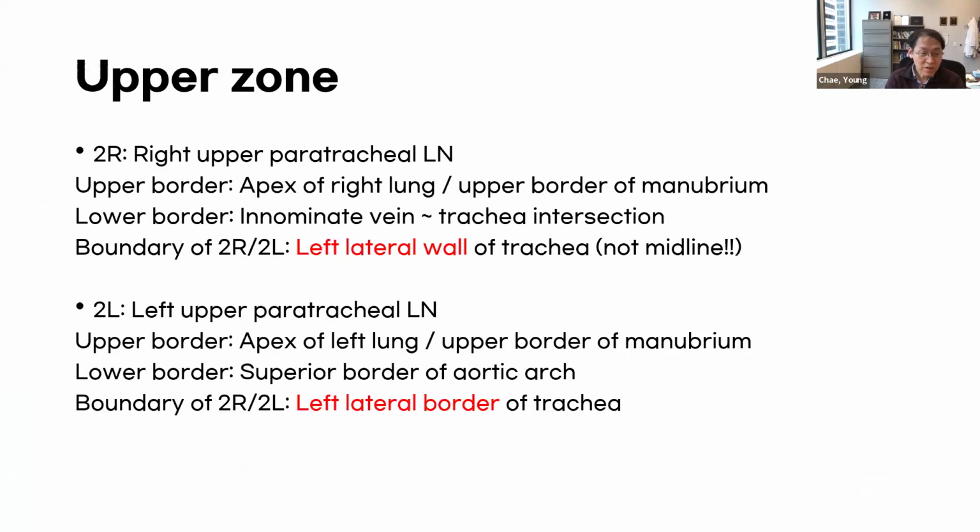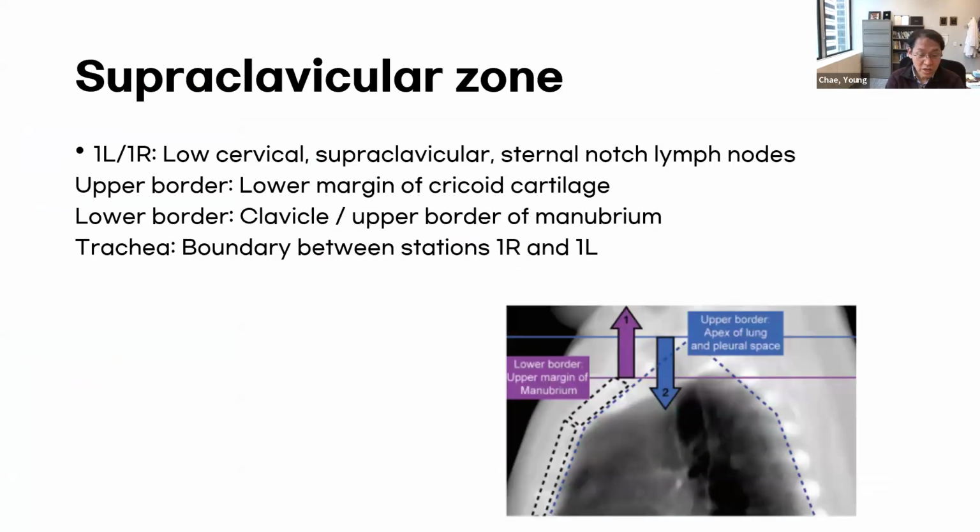So low cervical, supraclavicular, sternal notch, they're all different, but they're all classified into 1R, 1L. So this isn't a single lymph node. It's more of a zone.